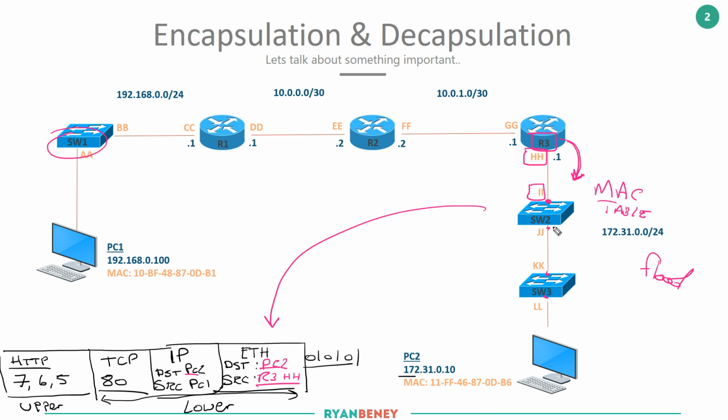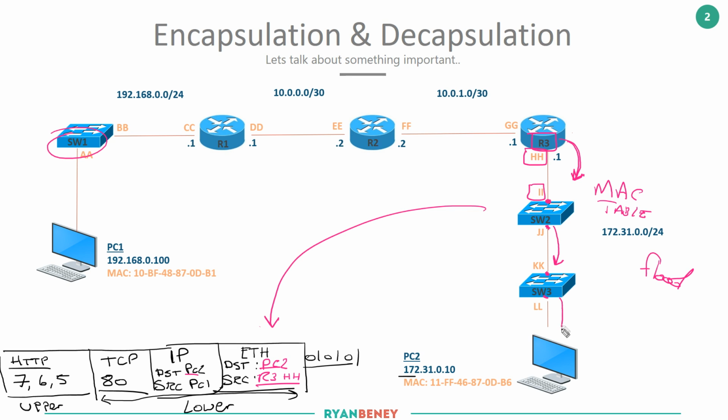And as such, it will actually be flooded out towards this interface, out JJ's interface, towards switch 3. Now notice that no packet rewrite is happening, no encapsulation, no decapsulation, because the switch is just learning and forwarding based on the layer 2 frame. It does not remove the layer 2 frame.